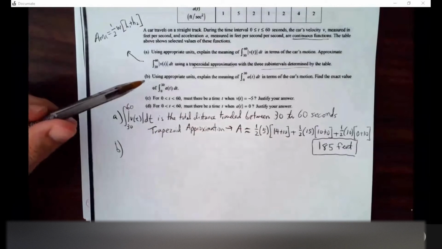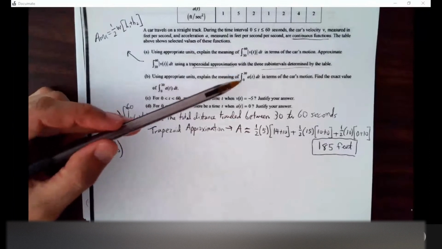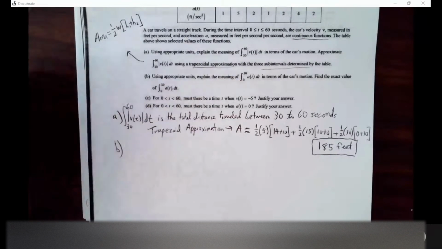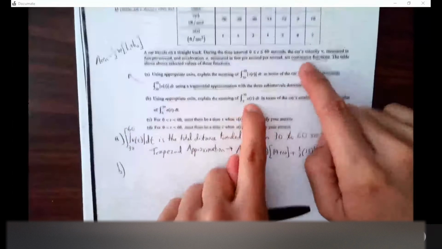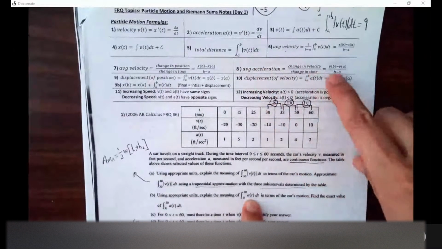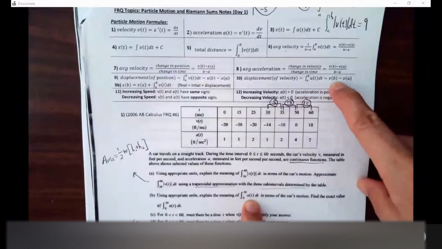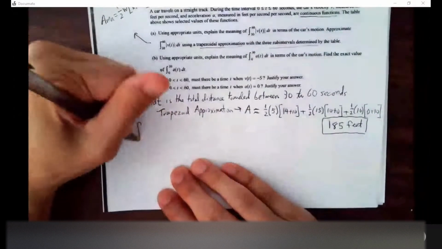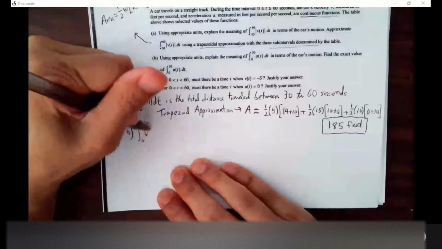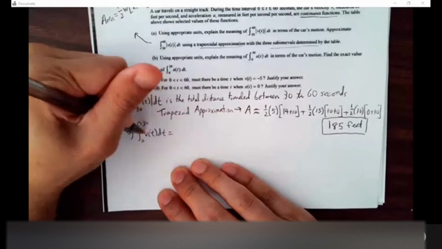Part B, using appropriate units, explain the meaning of the integral from 0 to 30 of a of t in terms of the car's motion. Well, we know what happens with a of t. We know the integral is going to move it up to velocity, and we can use this formula here, right? The integral of a of t becomes v of b minus v of a after we enter in the bounds.